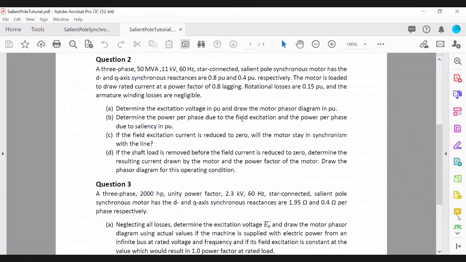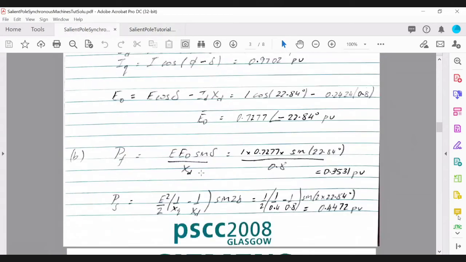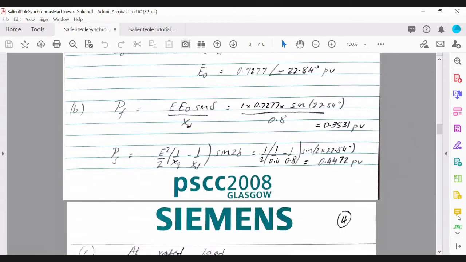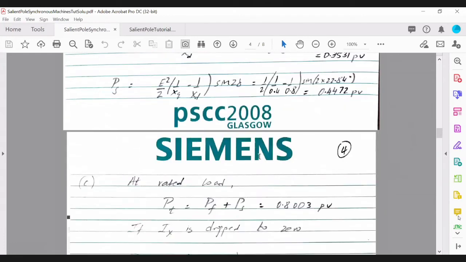And the second part is to determine the power per phase for the field excitation and the saliency. So we're going to use the formula for the field excitation and the one for the saliency. Separated them here, and those two formulas are used to determine the power per phase, right? So if you are asked the total power, then you need to multiply by 3. But if it's power per phase, then you just take the formula and solve for field power and the saliency power. Okay, so that's for part B.